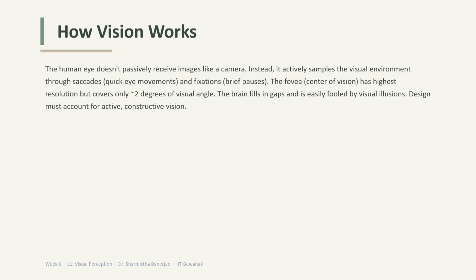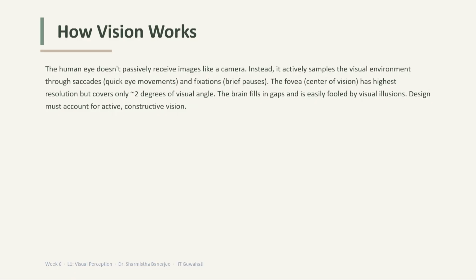So how does vision work? The human eye does not passively receive images like a camera. You take a camera, you click a picture, it will capture everything in the frame. Instead, our eyes actively sample the visual environment through saccades, quick eye movements, and fixations, brief pauses at certain places. The fovea, the center of vision, has the highest resolution but covers only approximately 2 degrees of visual angle. The brain fills in gaps and is easily fooled by visual illusions. So design must account for active and constructive vision.